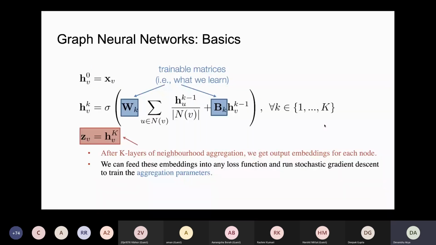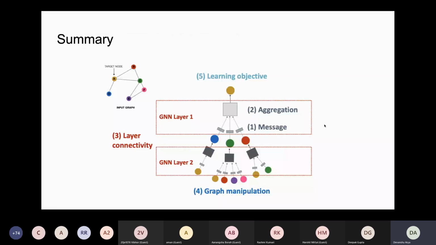So in summary, these are the 5 things that we need to know to train or to understand any graph neural networks. The first is the message. Each node has some message or features. Second is the aggregation. You need to aggregate the message or the features from neighborhood nodes. Third is the layer connectivity, which is basically how do you connect from one layer to the other, a function or an activation function.